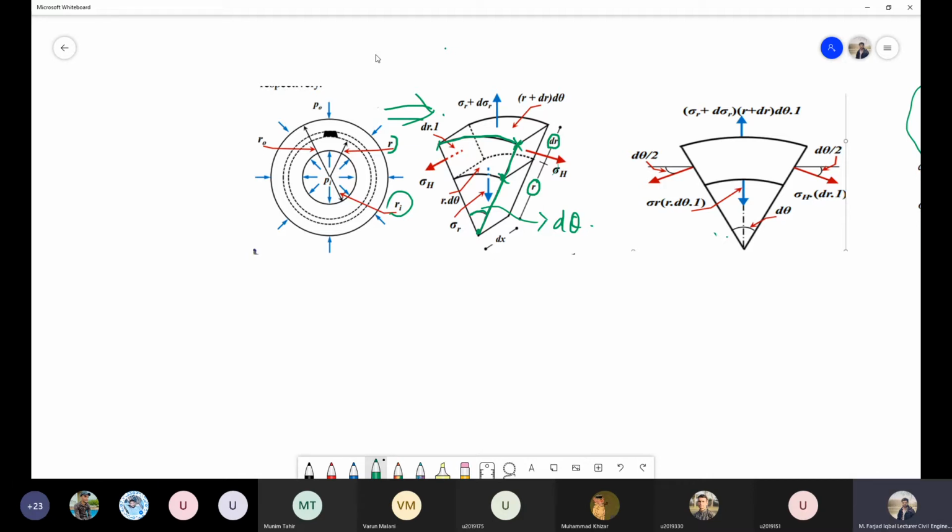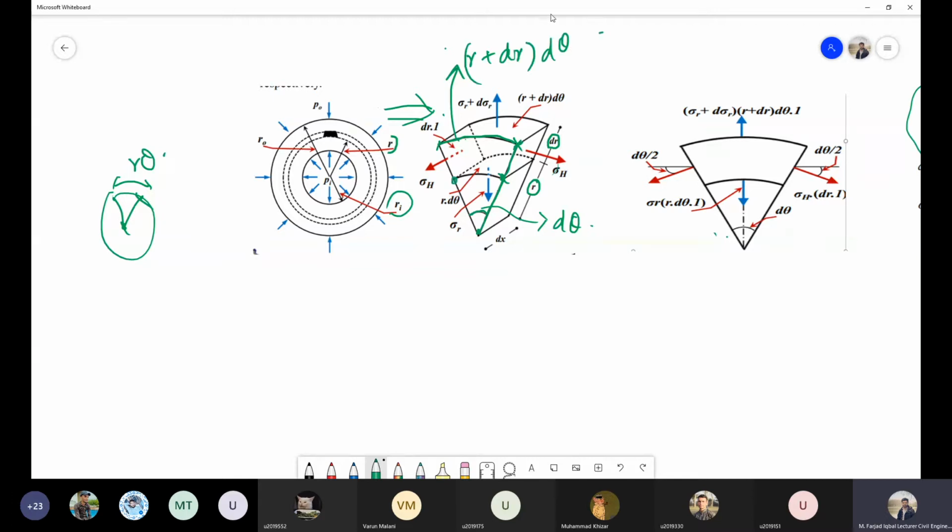Sir, R plus dr into d theta. So this arc length will be not dr into d theta. We have to take the whole distance from the center. For example, if we have a circle, then this arc length will be radius into theta, but in this case, if I want to calculate this top arc length, that will be r plus dr into d theta.